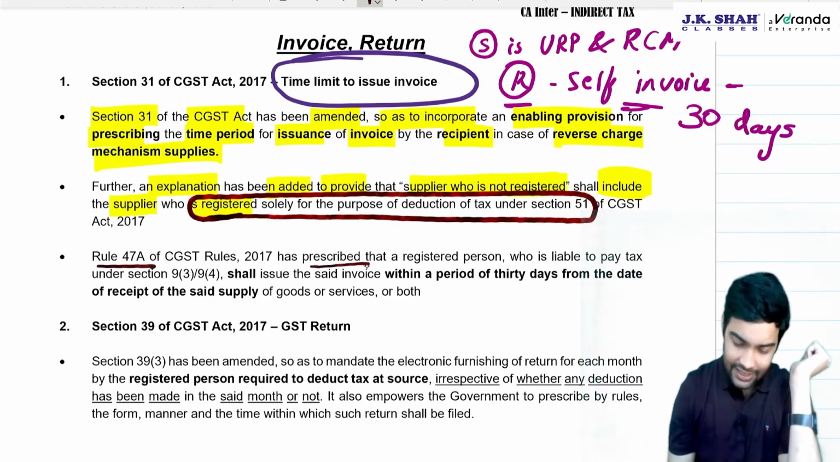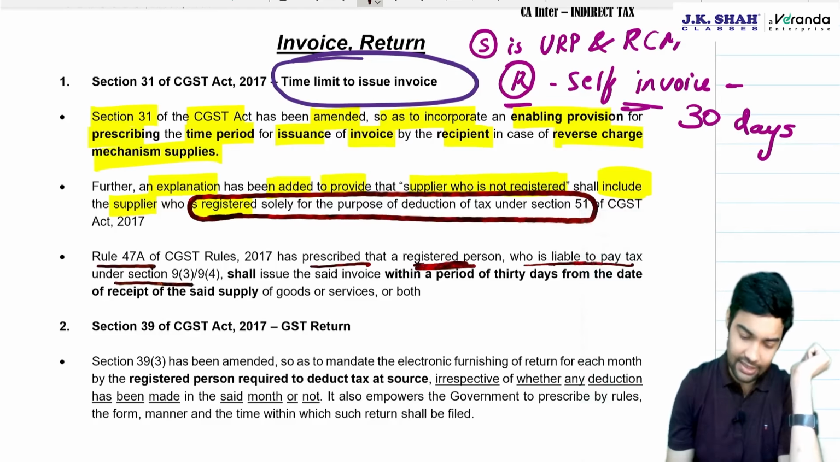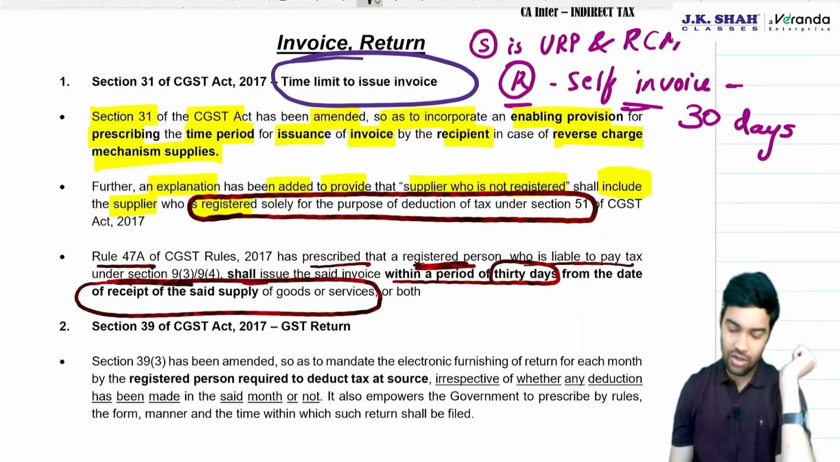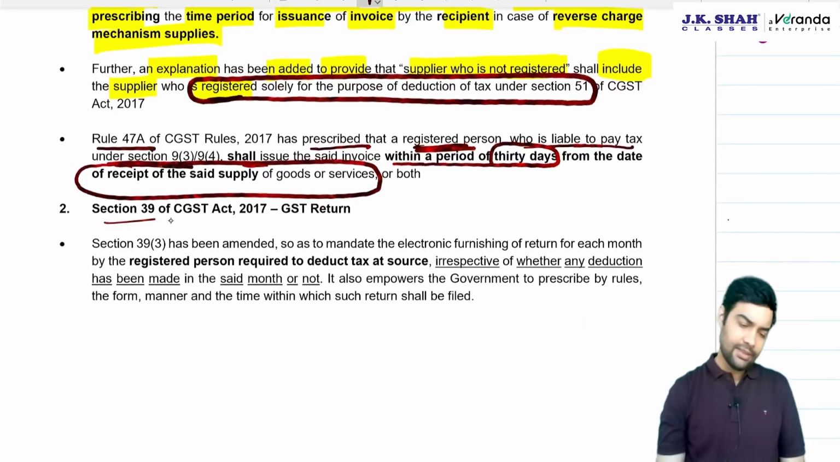Rule 47A has prescribed that a registered person who is liable to pay tax under section 9(3) or 9(4) shall issue invoice within a period of 30 days from the receipt of supply of goods or services. Okay. Now, last amendment is section 39, GST return.